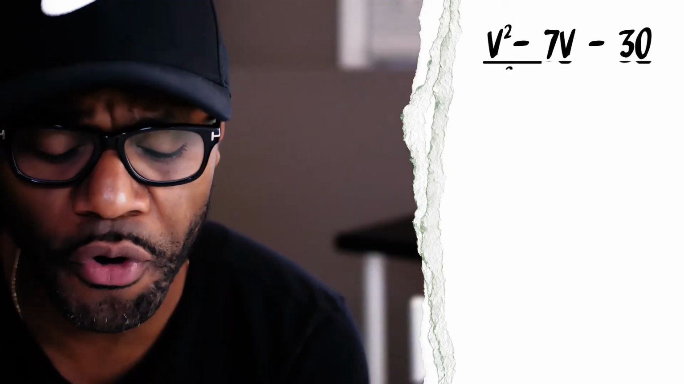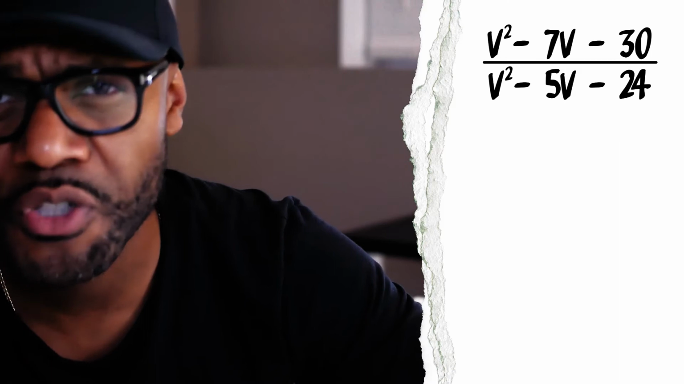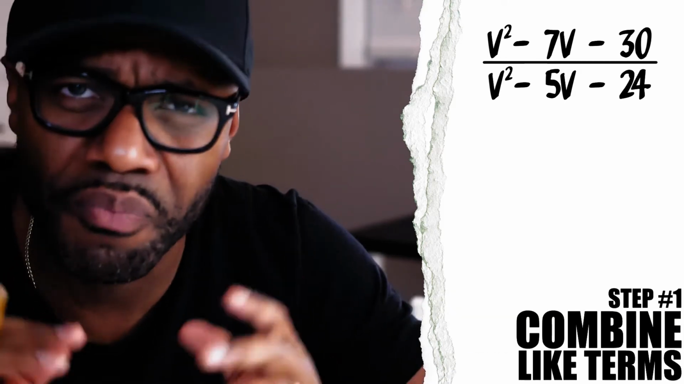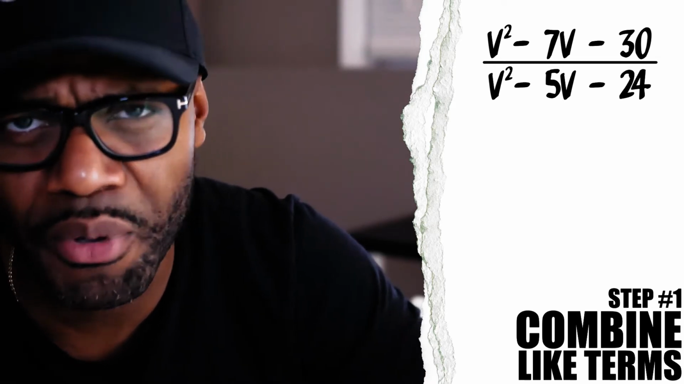Level 3. v squared minus 7v minus 30 over v squared minus 5v minus 24. When you look at this problem, the first thing we have to do from our steps is combine like terms. But no, there are no like terms to combine in the numerator or separately in the denominator. It's in a good form.